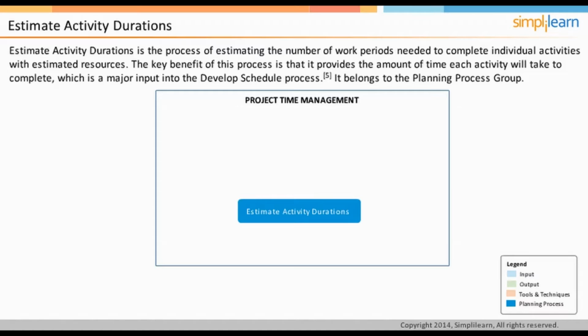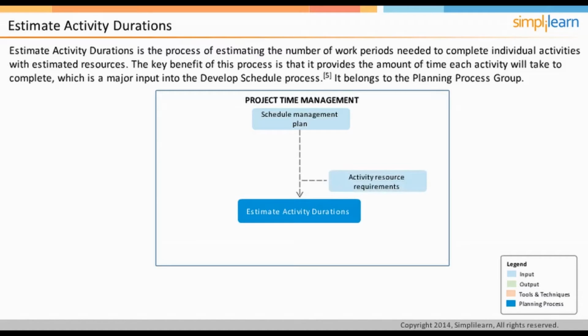The inputs of this process are similar to the ones in sequence activities process. Schedule management plan is the first input. Schedule management plan provides guidance in terms of methodology to be employed for many of the scheduling activities on the project. For instance, it may contain information about the estimation techniques to be employed and the people who need to be involved in the estimation process.